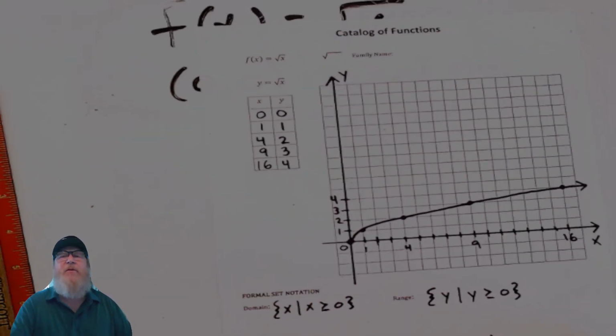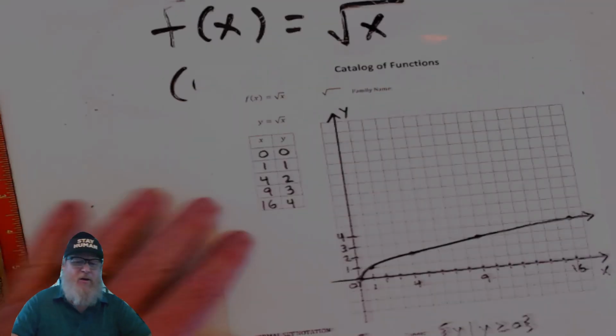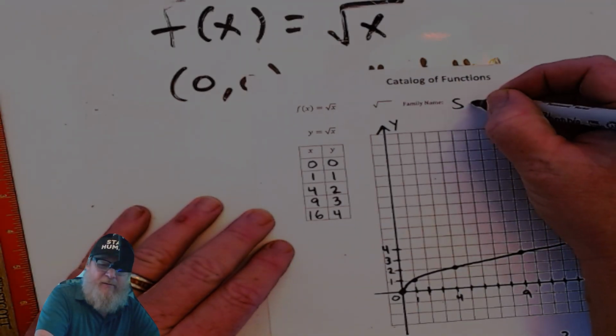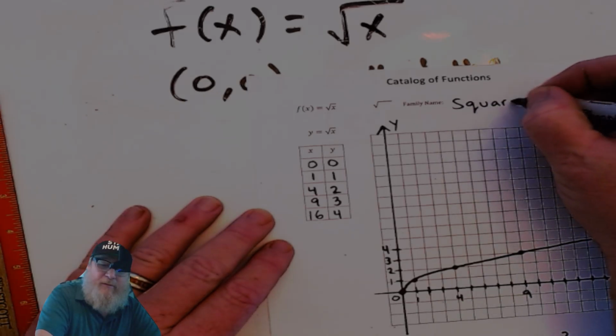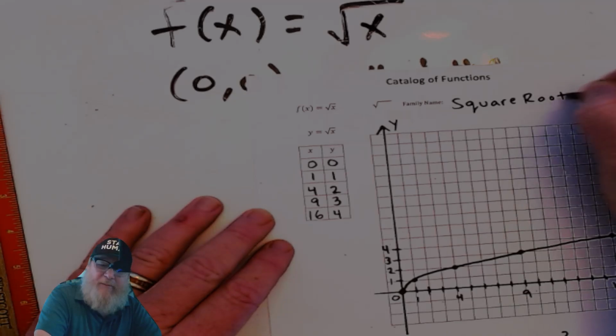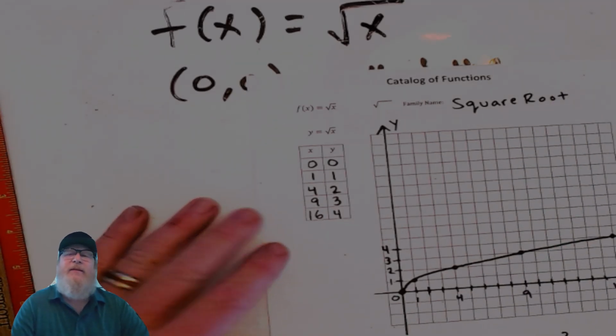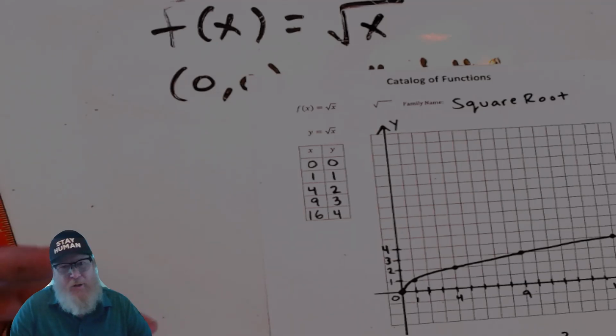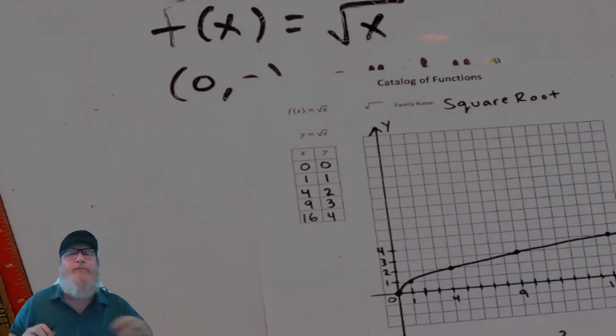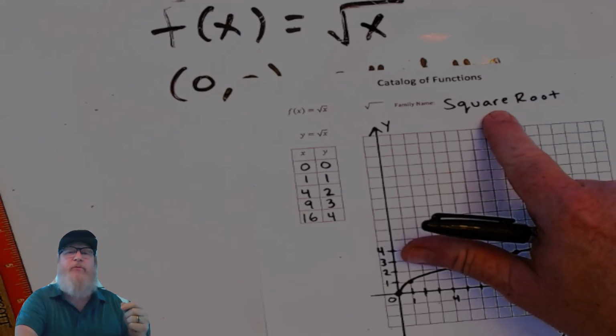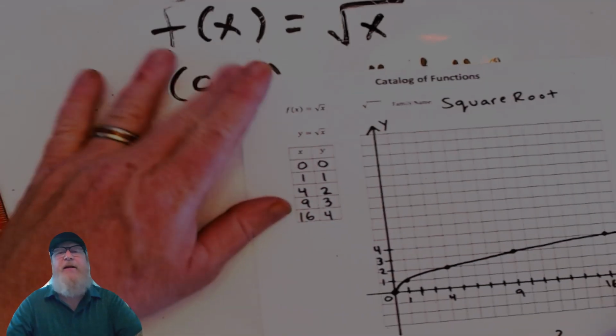So there you have it, folks. The catalog of functions. Oh, I forgot to put the family name here. It's called the square root family. It has another name. It's the radical of index 2 family. But nobody wants to write radical of index 2 family. So we just say square root. There are other radicals. So that's why the index is important. This is a square root, radical of index 2. And there you have it.